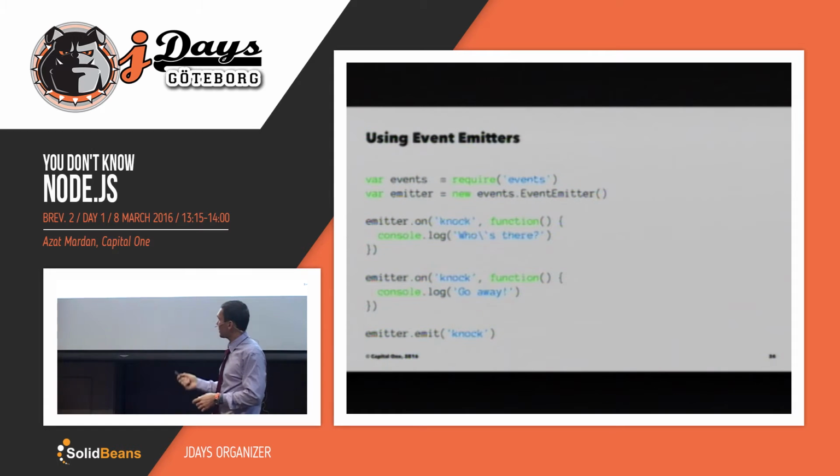And then the way we trigger the events, we invoke emit. So emit will send the signal that some event has happened, and then the event emitter will catch that event. So in this case, it will output who is there, go away. It will output basically once. Let me do a quick demo.